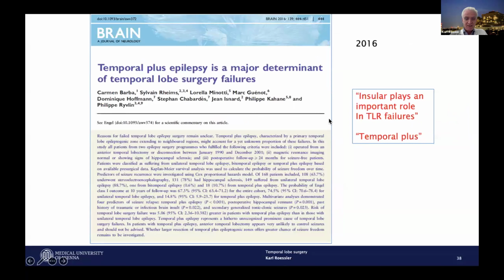Another paper from the Kahane group, Rivellin and Kahane, which is very important for temporal lobe resection and indication for the resections, says that in MRI-negative patients, you always have to be aware that it may be what they called temporal plus epilepsy, which means that the insula may play a role in the epilepsy, not only the temporal lobe. And this is maybe one of the main reasons why we should think about doing a stereo EEG in patients with temporal lobe epilepsy who are MRI negative.